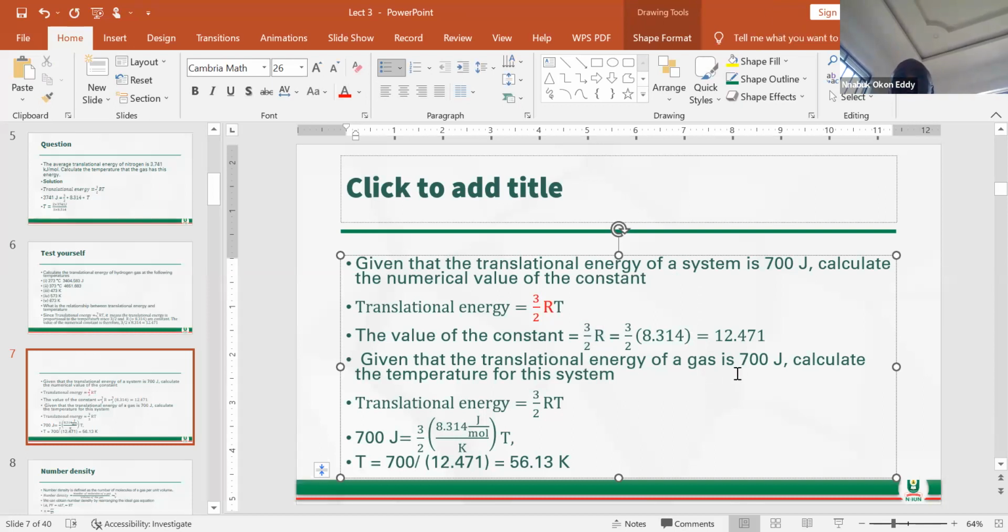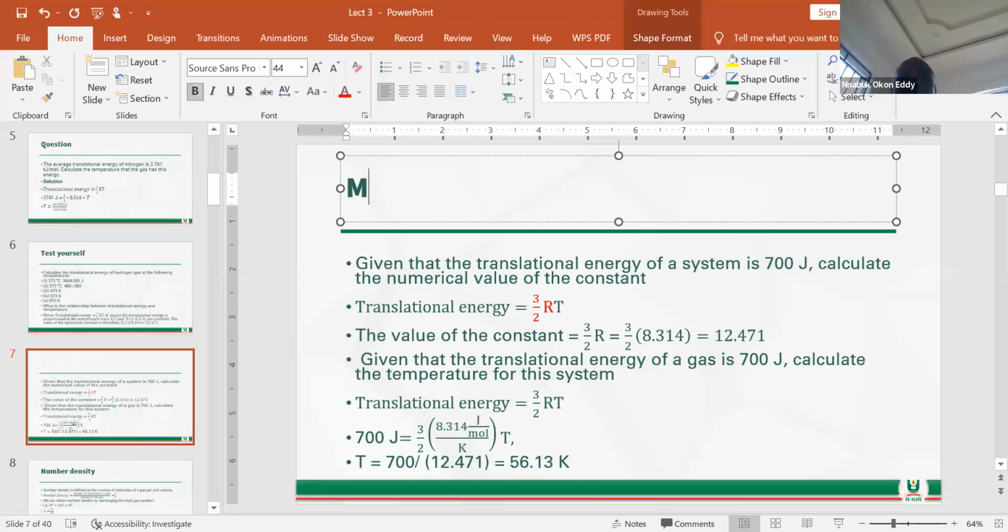Given that the translational energy of a gas is 700 joules, calculate the temperature for this system. So we follow the same method we followed before. And this is our own result. So more questions are on the way.